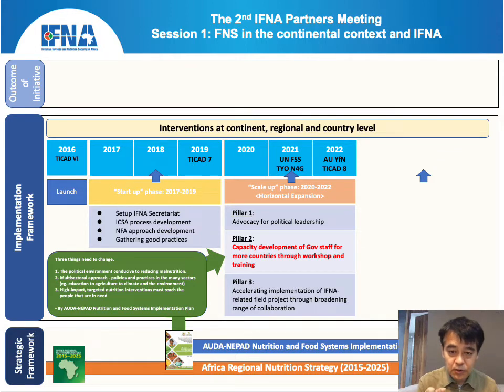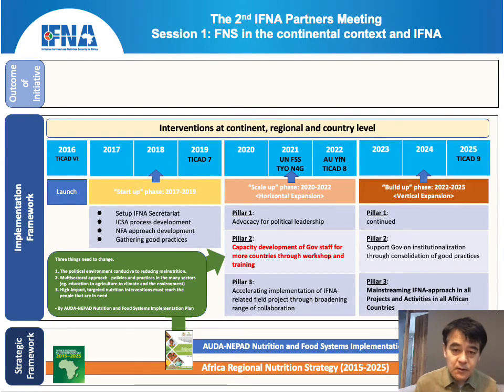Activities are divided into 3 pillars. First pillar is advocacy through various opportunities such as N4G, TICAD, like that. And Pillar 2 is about capacity development, especially focusing on subnational level through providing various training opportunities. And Pillar 3 is creating action on the ground through collaboration and synergy creation among different partners.